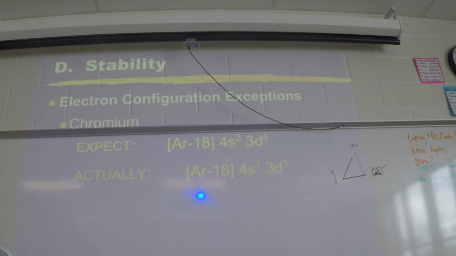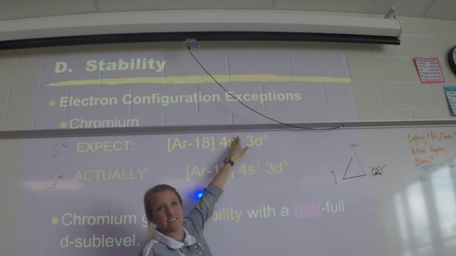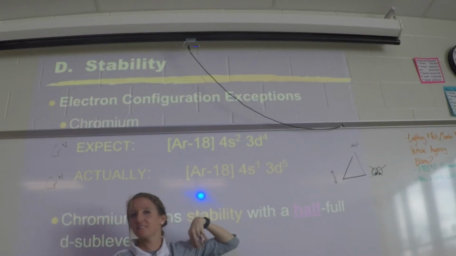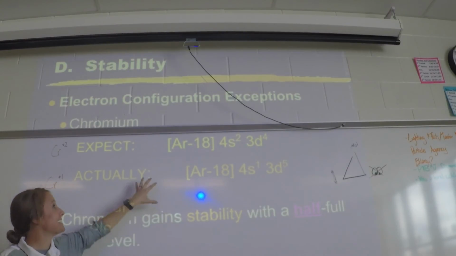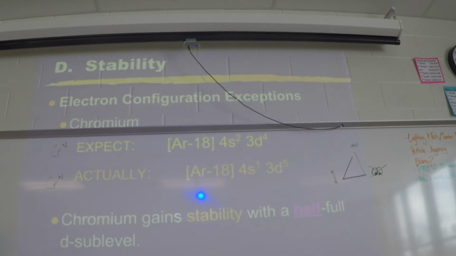Yeah? So does chromium always exist in the 4s1 3d5? Like it doesn't exist in the 4s2 3d4? Well, no. Oh, this is actually perfect. So chromium can exist as Cr+1 or Cr+2. What does that mean? The +2 means that there's 2 valence, and this one means that there's 1 valence. So it actually could be both. We see this is the more common form for sure, but the other one does exist as well.